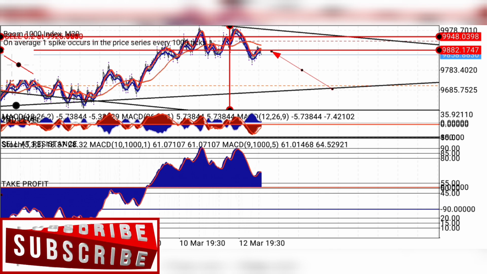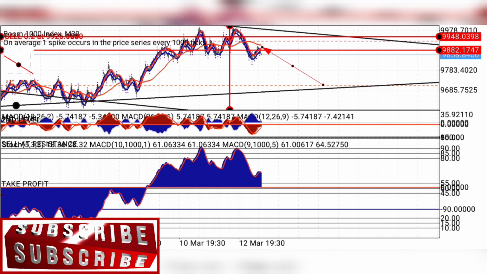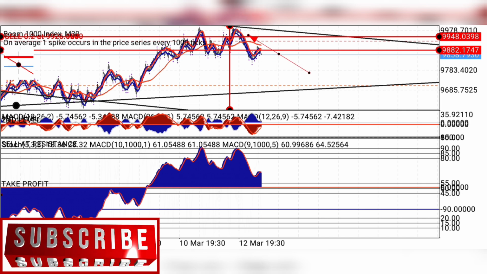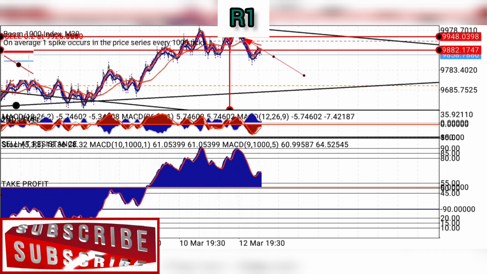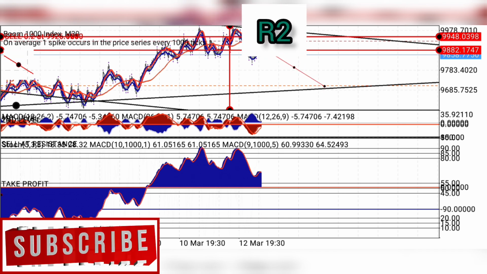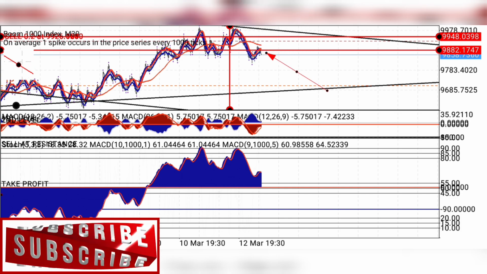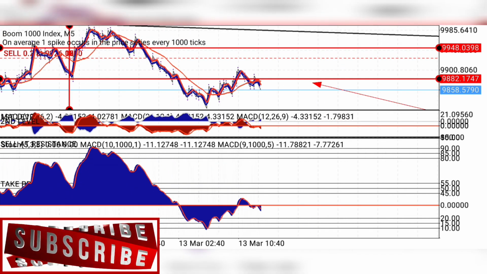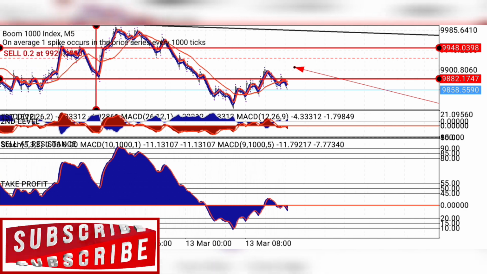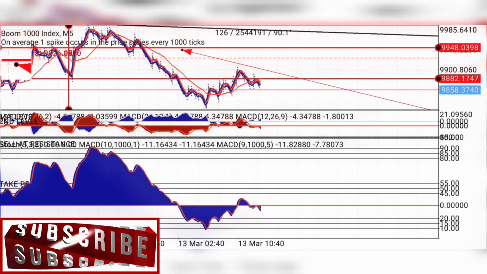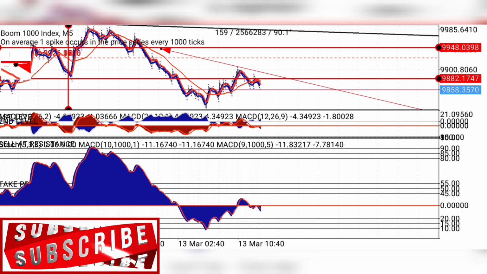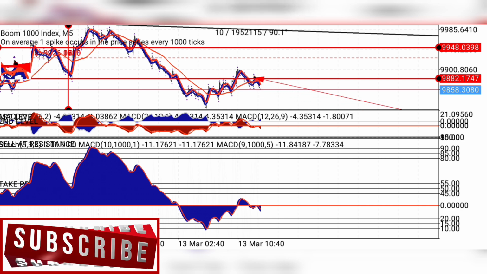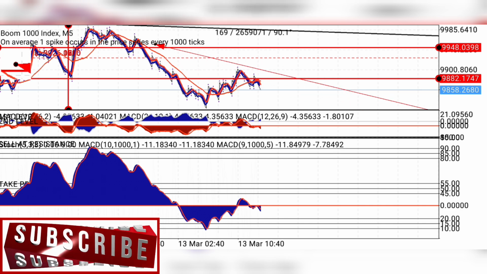From here, this first line is our arrow 1, which is our first resistance level, and the second line is our arrow 2, which is our second resistance level. You can as well move to your 5 minutes time frame and take a sell. Let me show you: this is the first line, arrow 1, and this is the second line, arrow 2. So you can as well go to your 5 minutes time frame and take a sell.